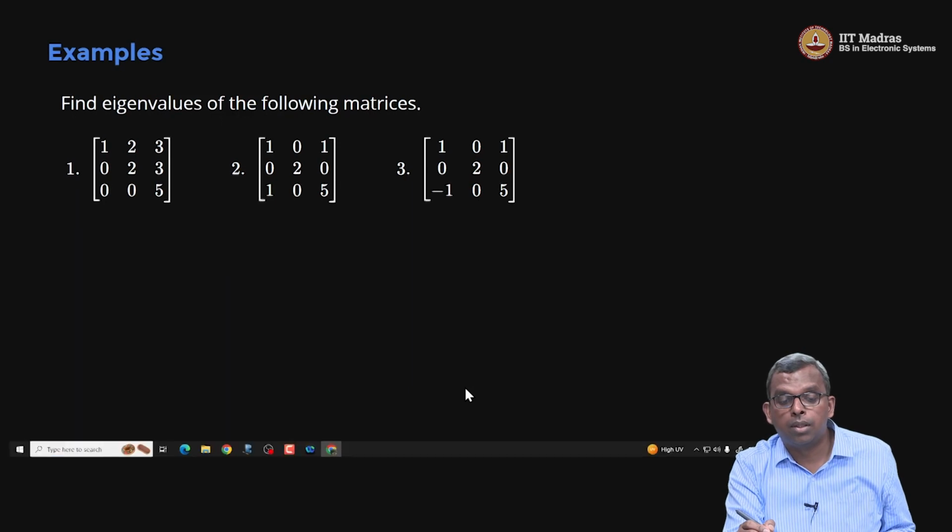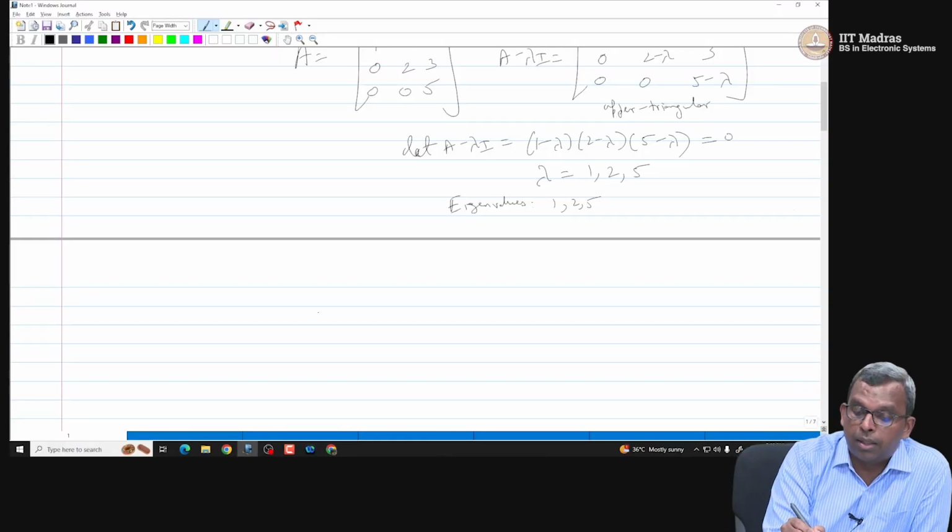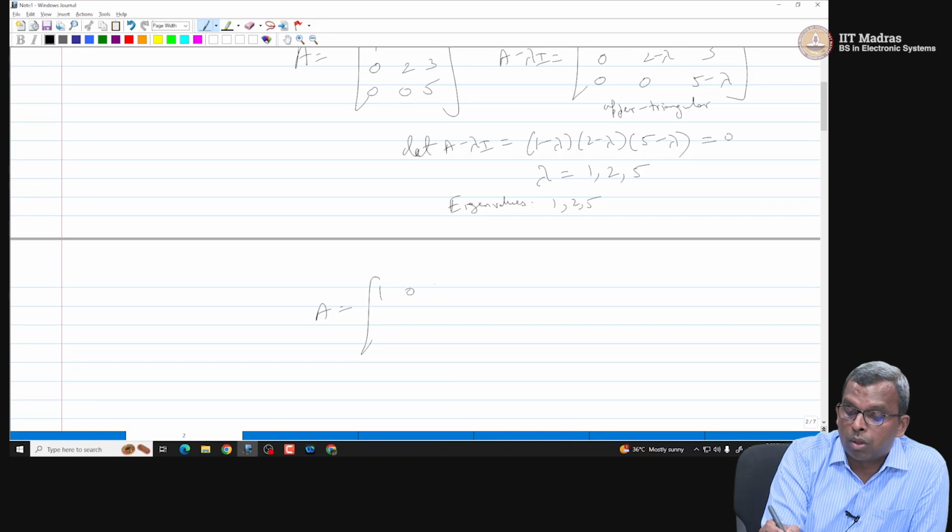Let's try one more problem. 1, 0, 1, 0, 2, 0, 1, 0, 5. Okay, so A equals 1, 0, 1, 0, 2, 0, 1, 0, 5. So what is A minus lambda I?